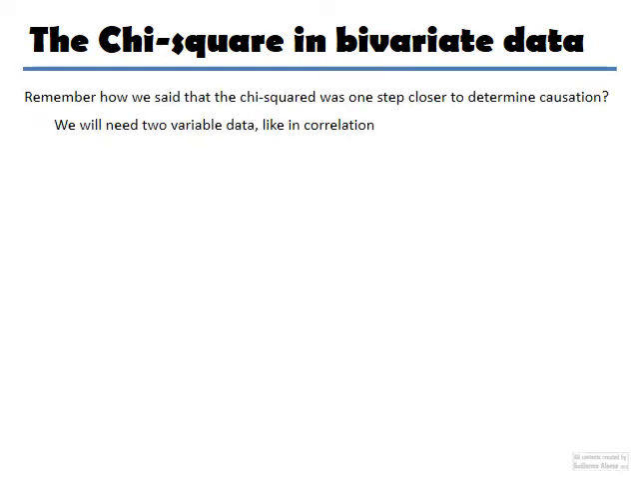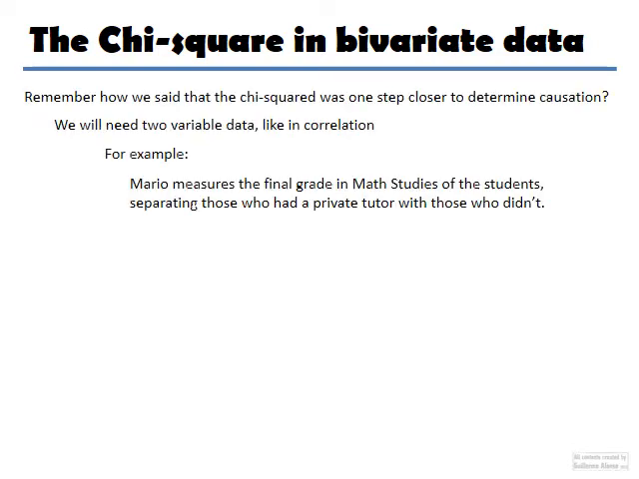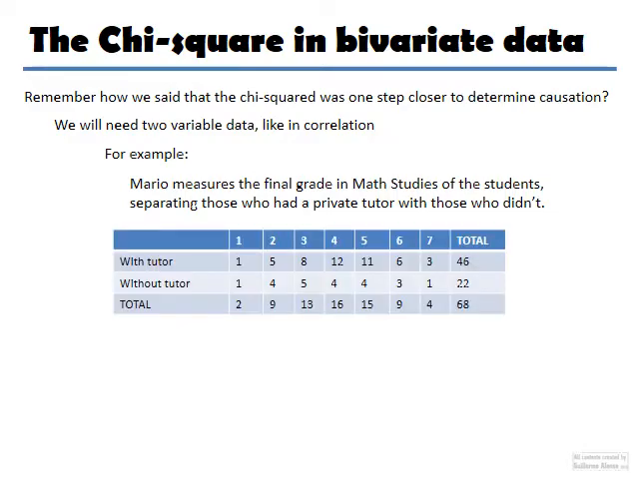Now, we will need two variable data like in correlation. Here's an example. Somebody measures the final grades in math studies of students who hired a private tutor and students who didn't. So here could be the results. Here's a 1, 2, 3, 4, 5, 6, 7, and how many students would get what, right? So you have 5 students who got a tutor, got a 2. 12 students who got a tutor, got a 4, etc.